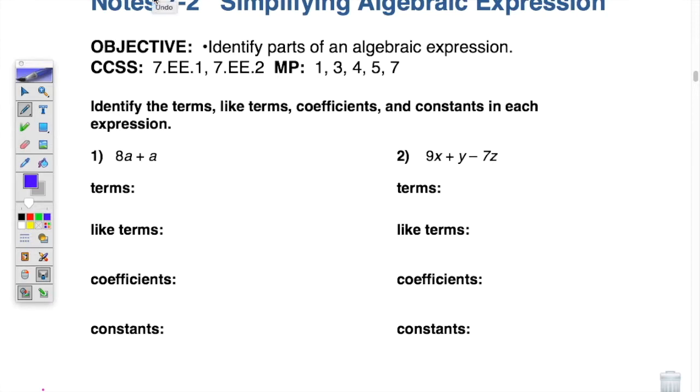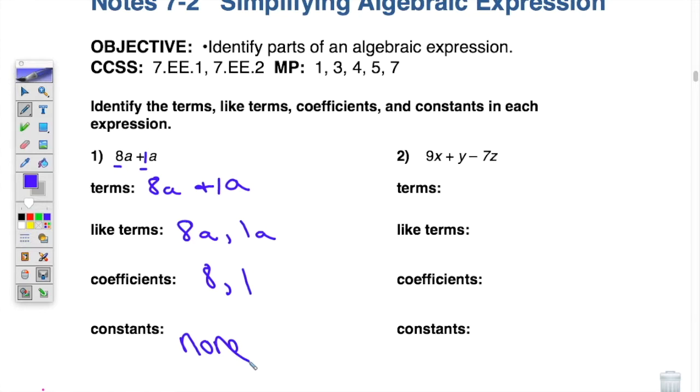In the first problem, we have 8a plus a. We're going to put a 1 in front of that a. The terms are 8a and a, or 1a. Our like terms are 8a and 1a, because we could add those together. The coefficients are the numbers in front of our variables, so they're 8 and 1. And for the constants, there are no terms without variables, so there's none.